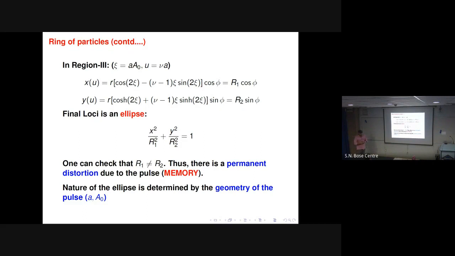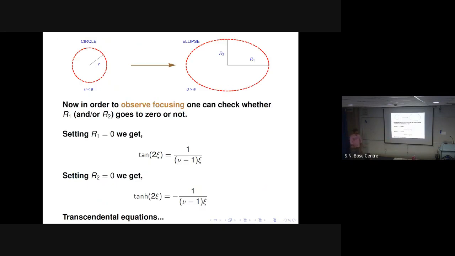So in turn, R1 and R2 are dependent on the geometry of the pulse, which is the width and the height. And there is a permanent distortion due to the passage of the pulse, which is the memory effect. As I told, the nature of the ellipse is determined by the geometry of the pulse. So the final configuration is determined solely by the gravitational wave pulse and its properties. Okay, so this is the picture: initially a circle, finally an ellipse, as I showed earlier.